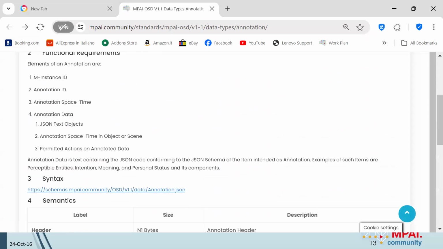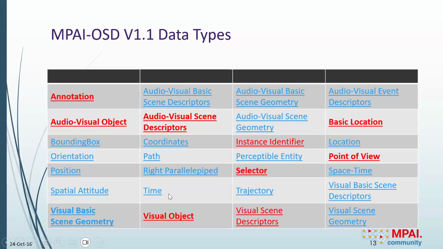Okay, let me go back to the presentation. Then we have many others. We have the audiovisual object. We have the audiovisual scene. Then we have the notion of location.